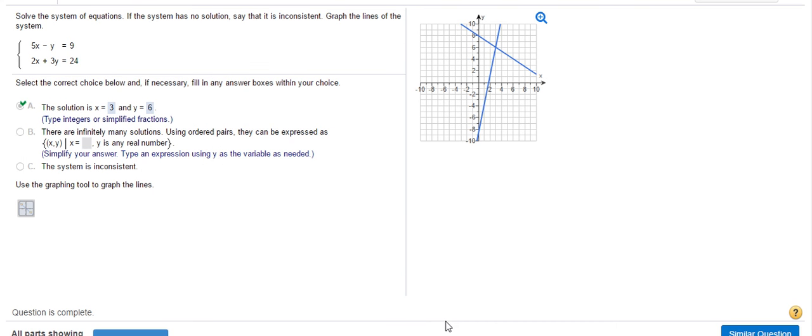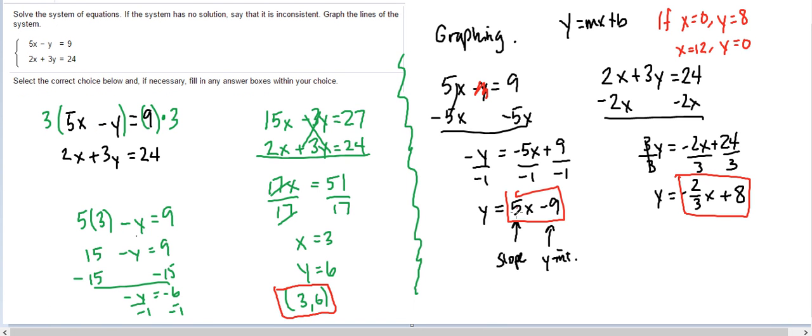And so that's how you do those two lines, using slope and intercept. The slope is that number there, and the y-intercept is the number. So start at the y-intercept and then rise and run according to the slope.